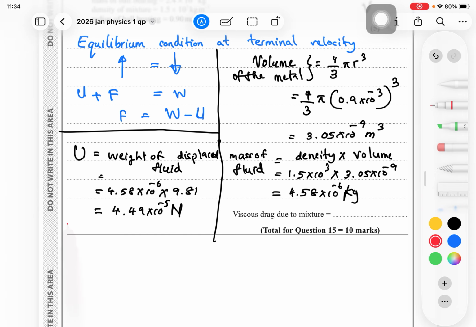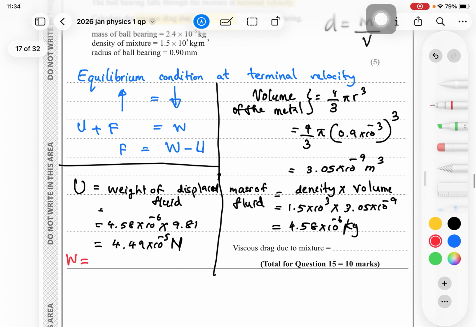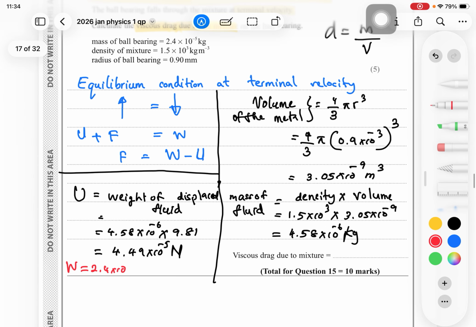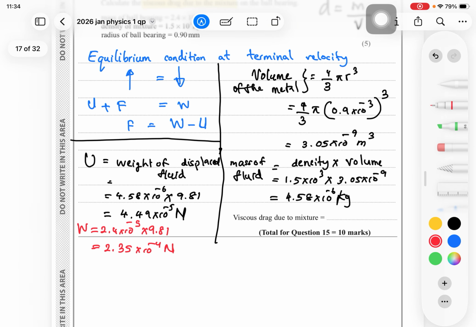Similarly, getting our W, the mass is given, the mass of the ball bearing, which is 2.4 into 10 to the power negative 5 times 9.81, which will give us 2.35 into 10 to the power negative 4 Newton. So we got W and we got U. So these are our very famous answers. We got the U and the W.